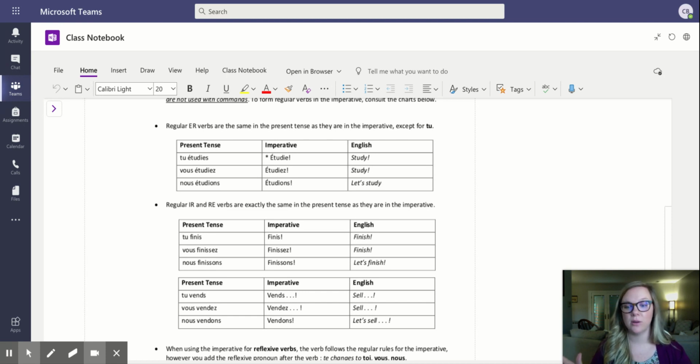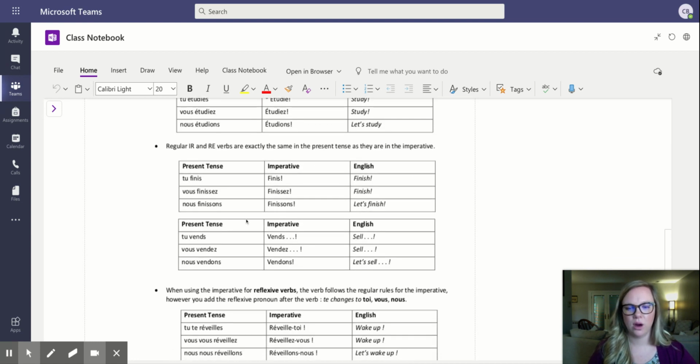The nice thing about IR and RE verbs is they stay exactly the same. No change whatsoever. So tu finis, you are finishing. Finis, finish. Vous finissez, you all are finishing. Finissez, finish. Nous finissons, we are finishing. When you drop the nous, finissons becomes let's finish. Okay, and the same is for RE verbs. Vendre, to sell. Tu vends, you are selling. Vends, sell, and then it's kind of implied that you would sell something.